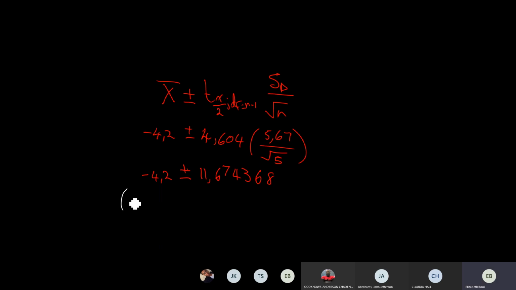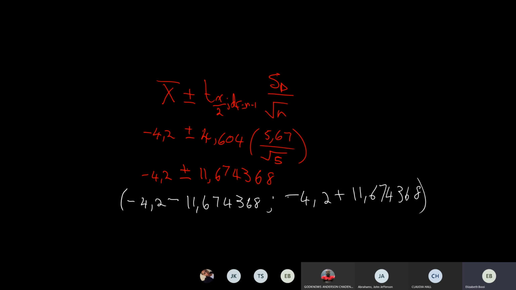So now we can do our lower boundary, which is minus 4.2 minus 11.674368. And we can do the upper boundary, which is minus 4.2 plus 11.674368. And we calculate that: minus 4.2 minus 11.674368 equals minus 15.87, let's keep it to 2 decimals. And that is my lower boundary.